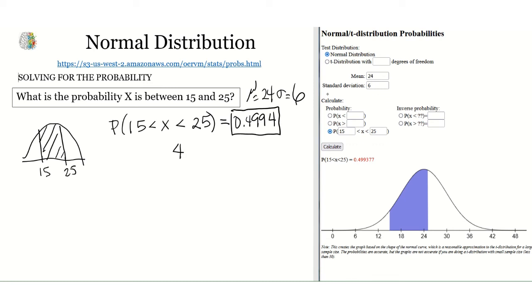And that tells me my probability is a 49.94% probability that my X value will be between these two numbers, between 15 and 25. So that means this shaded area is a 49.94% probability that my X value is going to be located between those two values. So anytime they give you a range, or you're looking for a probability between a range of two numbers, then you're going to use this third probability calculation.